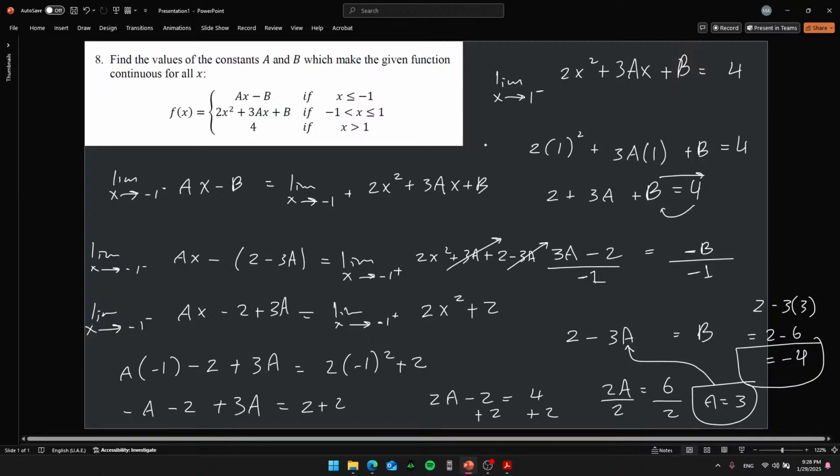Did something wrong? 2x squared, 2 squared, 2 plus 3, okay, 3a plus b equals 4, minus 4, so it's minus 2. So it's minus 2, 3a minus 2 equals negative b, divided by negative, so b is equal to 2 minus 3a. Okay, now substitute b here.